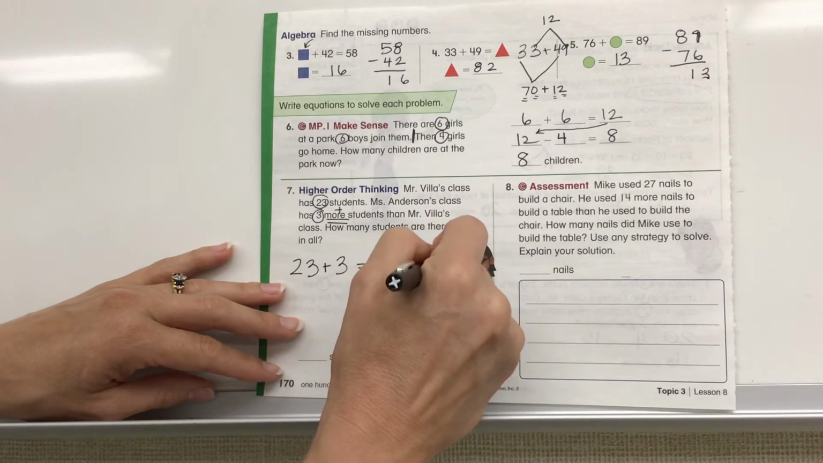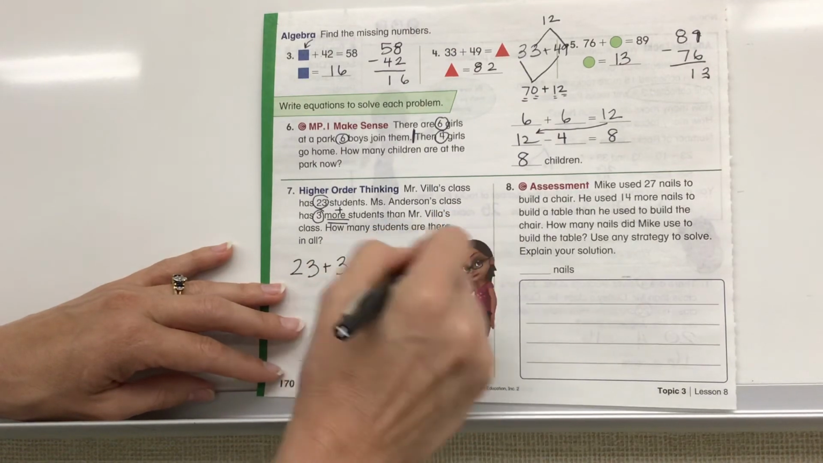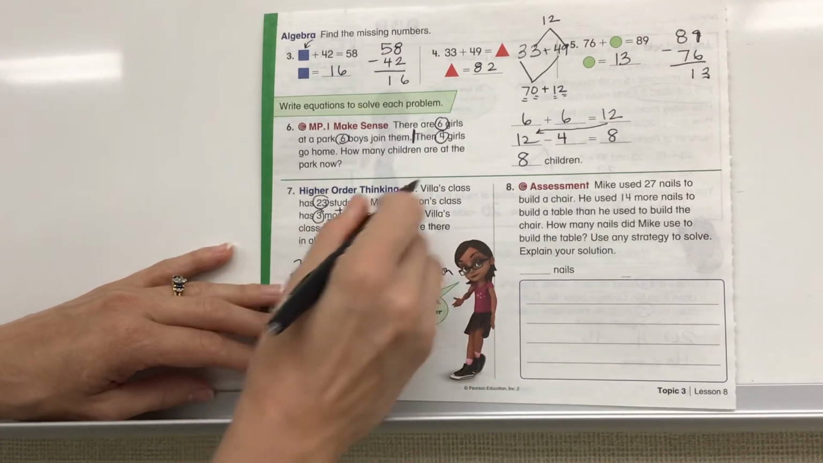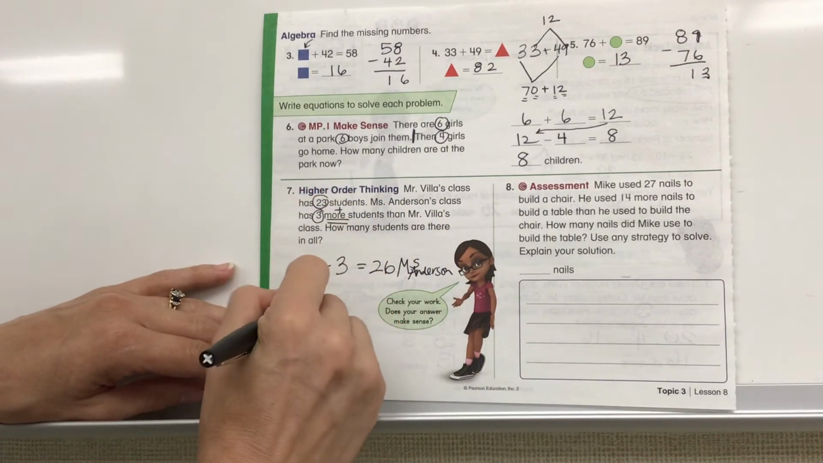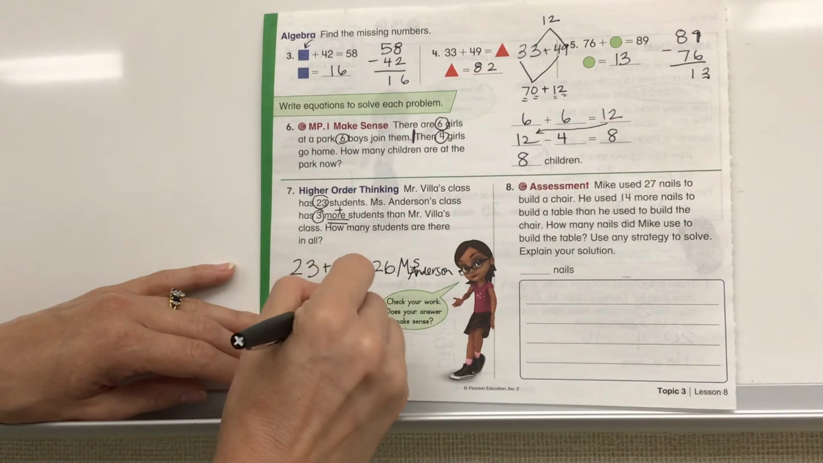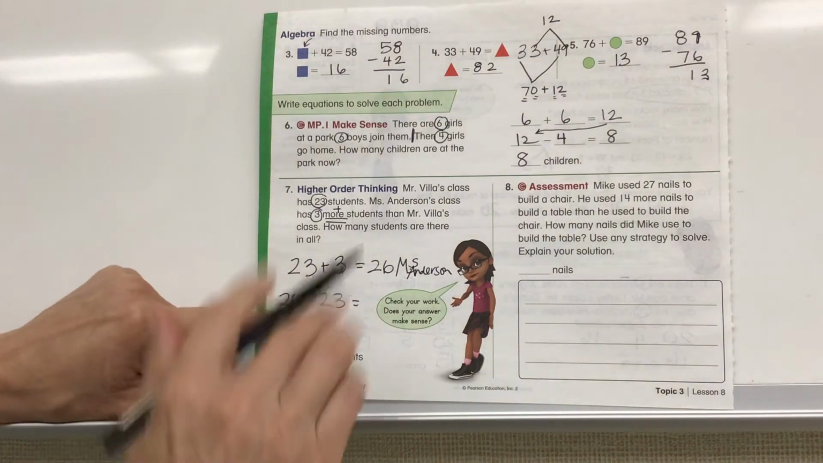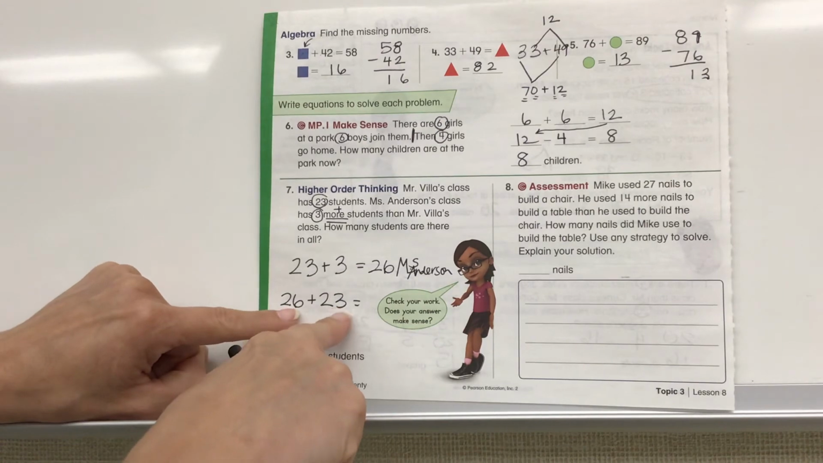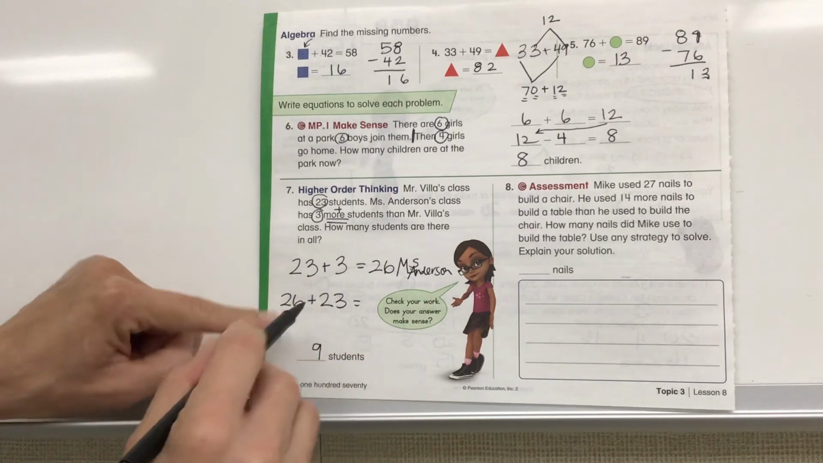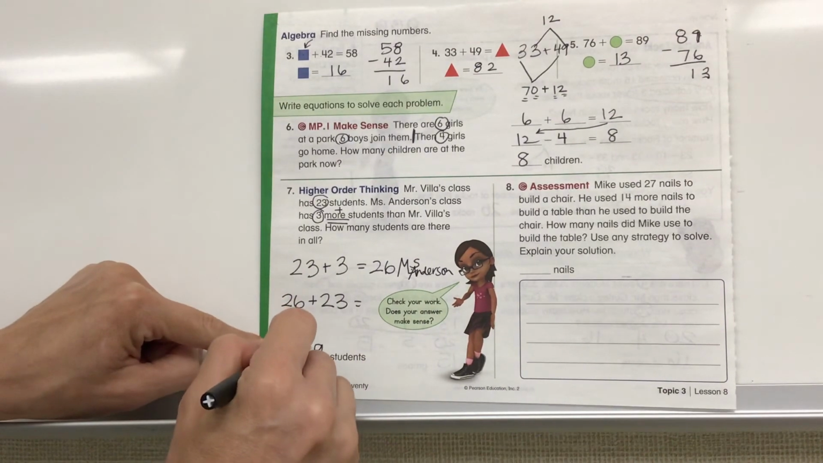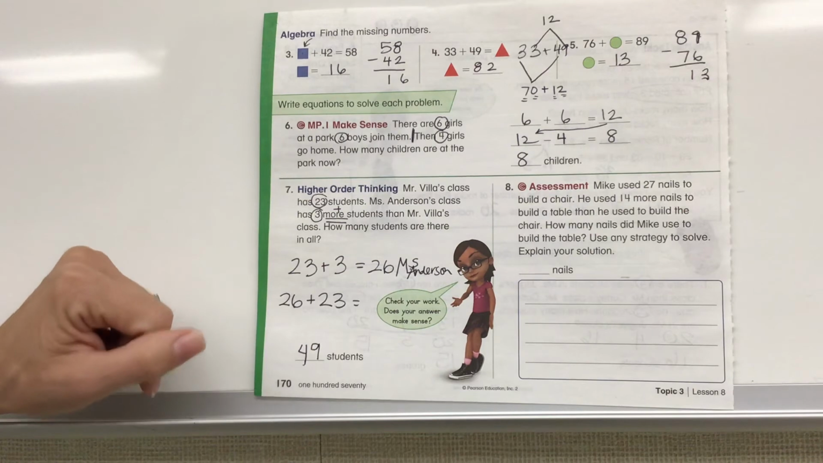Miss Anderson, you don't need to write that. That's just for me. She has 3 more than Mr. Villa's. So we have 26, but Mr. Villa's class has 23. So we need to add this. I'm going to add my ones together first. I know that 6 plus 3 is not going to be higher than 9. It is 9. So I don't have to regroup. I can do 9. And 2 plus 2 is 4. So there's a total of 49 students.